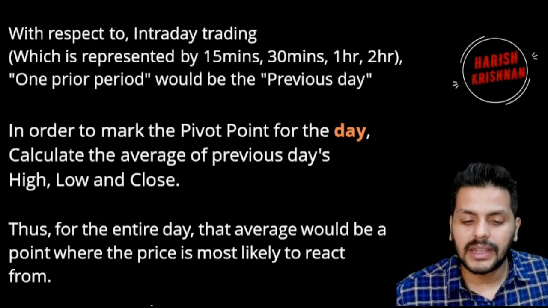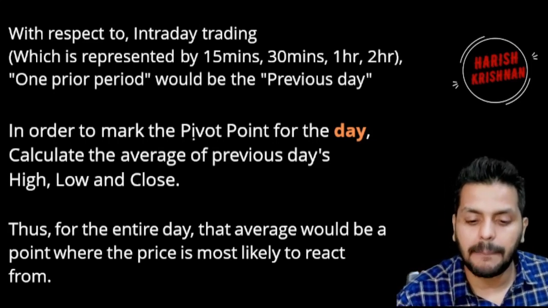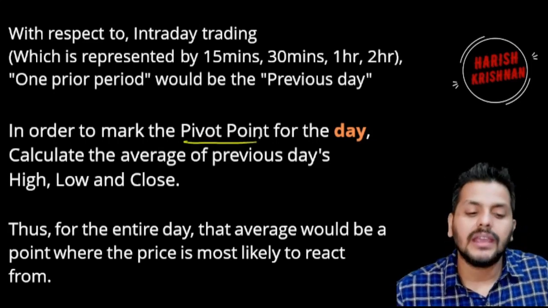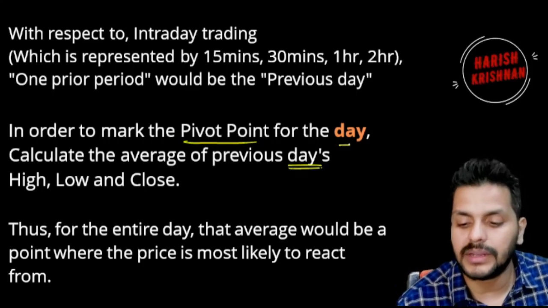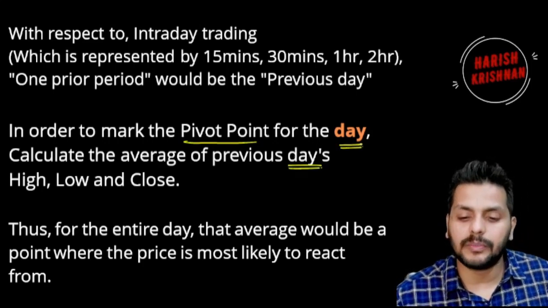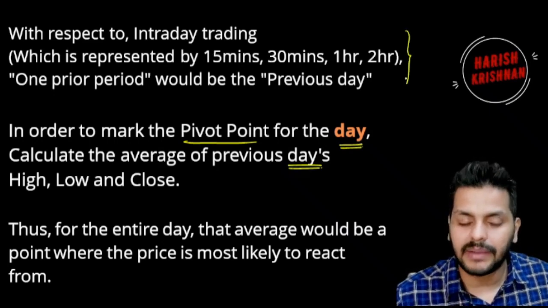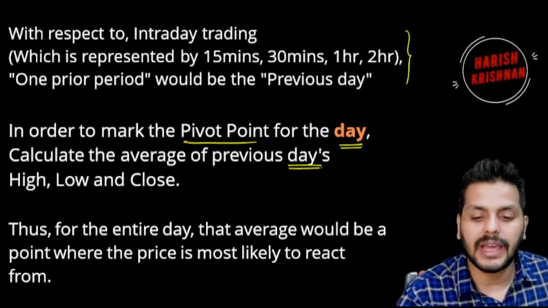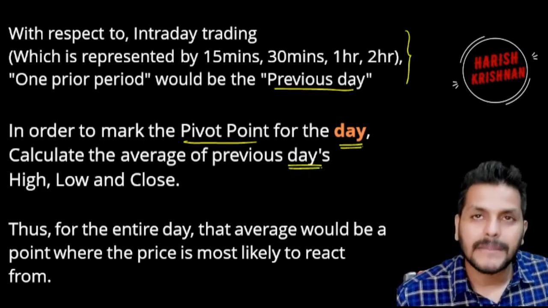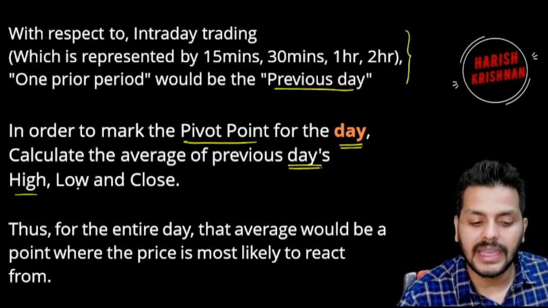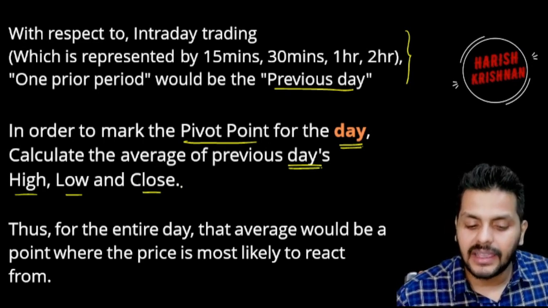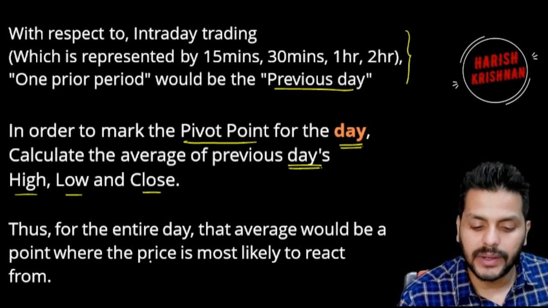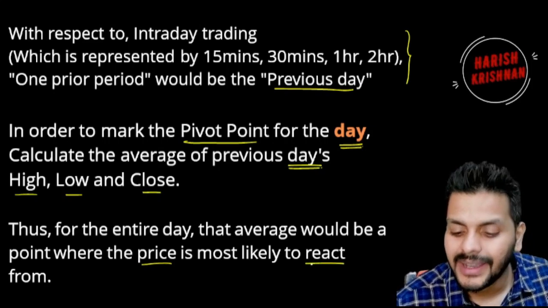conclusion. In order to mark a pivot point for a particular day, you have to calculate the average of the previous days. Because you're taking a day, if you're going by respective timelines, you'd use the same timeline from the previous day. One prior period would be a previous day, and then you take the average of high, low and close. So for an entire day, the average would be a point where the price is most likely to react.